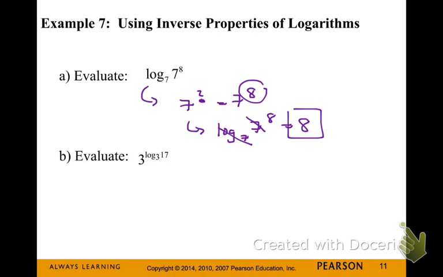Similarly, if we were to look at the second one, we have 3 to the log base 3 of 17 power. Well, we have the logarithm inside the exponential this time. But notice they're both base 3. So using our property here, they're going to cancel each other out since they're both the same base. And so our answer is just going to be what's left over, that value of 17.